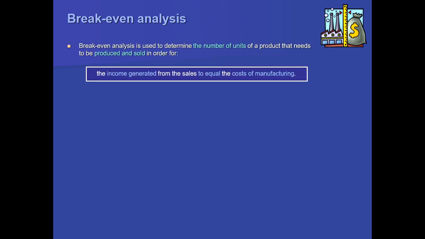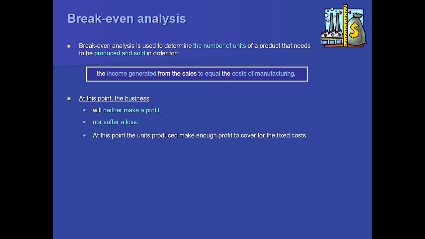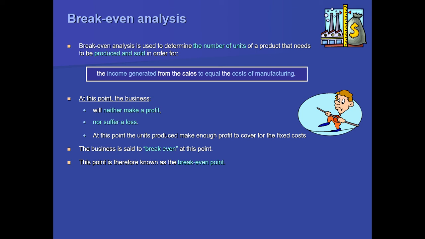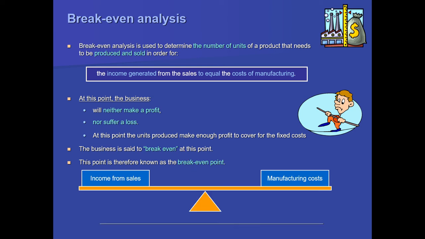You want to produce more than your break-even point. You don't want to produce less than your break-even point, because if you produce less than your break-even point, it means you're going to make a loss. If you produce more than your break-even point, you will make a profit. Obviously your break-even point is where you're neither making a profit nor a loss. The point is that you need to produce more. So your break-even point is simply where your income from sales is the same as the cost of manufacturing.